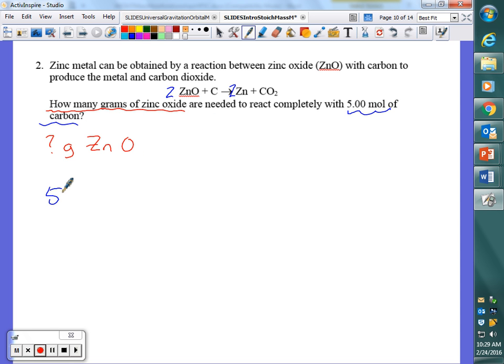And then you times this. Okay, now we need to use... I'm already doing it. 5 moles carbon. Got it. Okay. And then we have to use the mole. Now we use the mole.